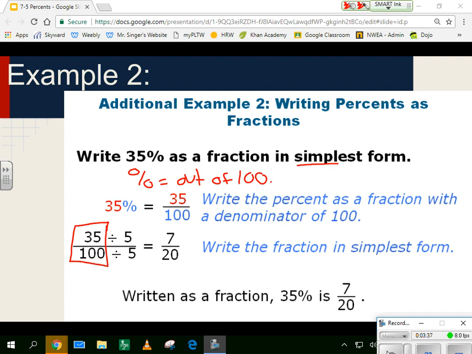Now because it says simplest form, we have to find a common factor of 35 and 100 that we can divide both those numbers by. Because they end in a 5 or 0, you have to find numbers that can go into 5 or 0. And 5 is the only number that you can divide both by that will simplify it to 7/20. So 35% is 7/20. It's the same thing. That's all you have to do to be able to solve these. Go ahead and write this down before moving on.